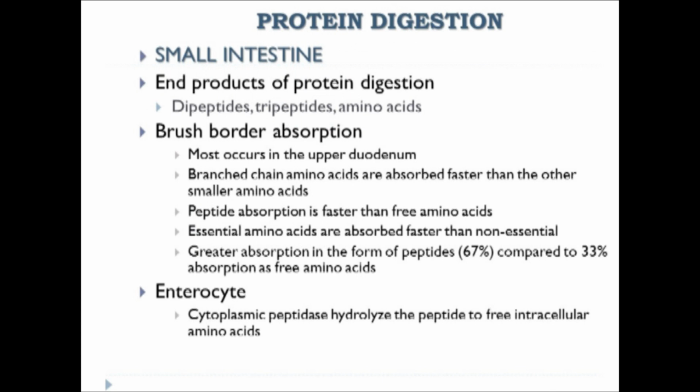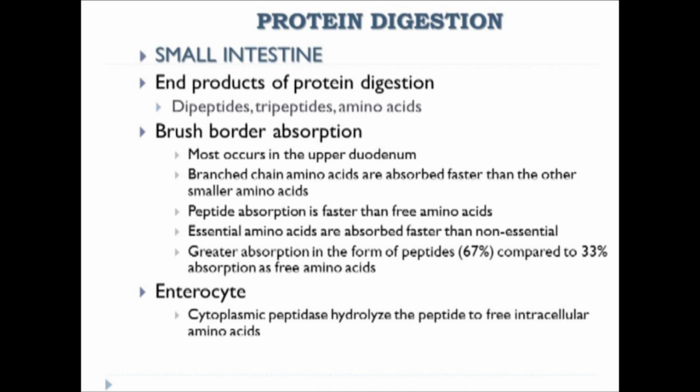So when we look at the ending products of digestion in the small intestine, this is what we see. We see dipeptides, tripeptides, and amino acids as the final products that are crossing the microvilli, or I should say the brush border, into the enterocyte. Most of this absorption of proteins, or of the amino acids and dipeptides and tripeptides, is occurring in the upper duodenum.